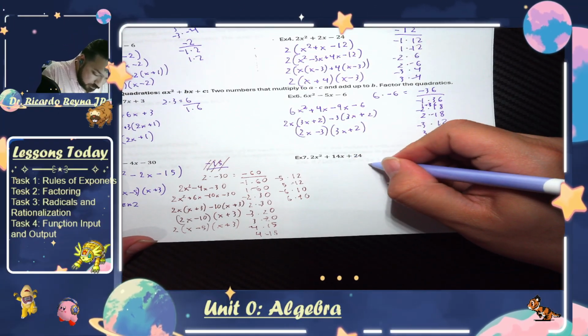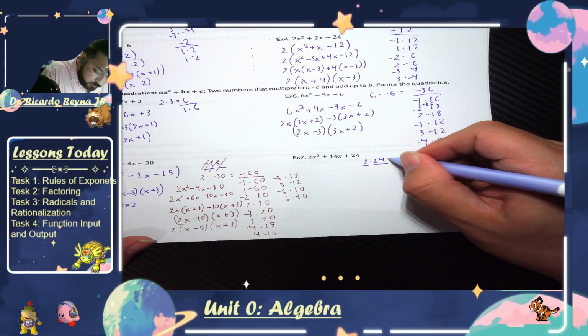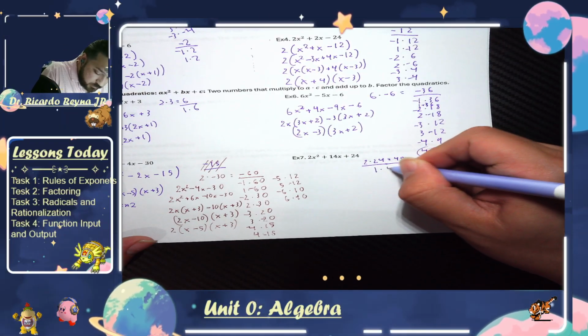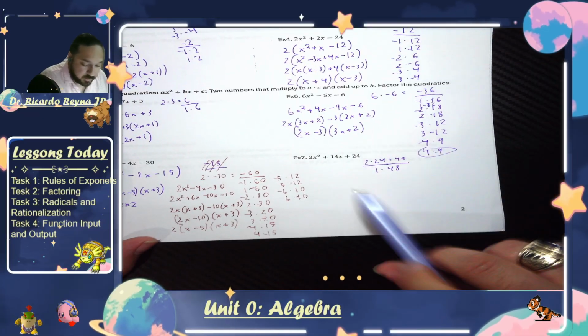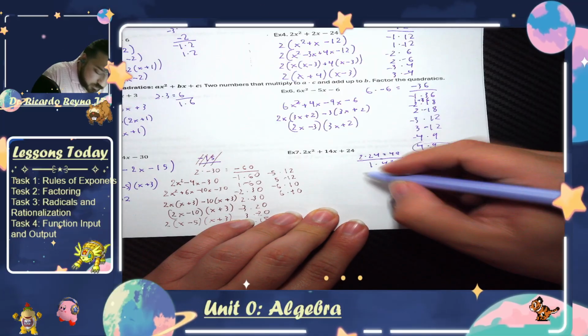We have 2 times 24. That's going to be 48. And we got 1 times 48. I'm not going to check the negatives in this case because I know that I need to add them up to be positive, just for time as well.